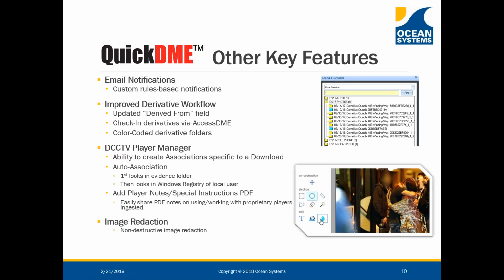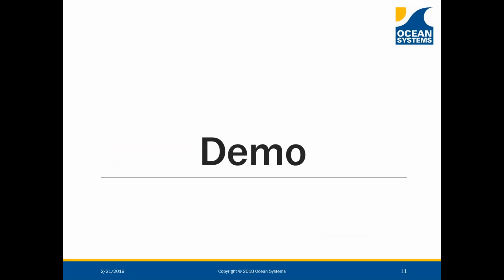And then, of course, we have basic image redaction features, another thing that we're going to be expanding on and improving our redaction capabilities, but you can quickly and easily add text and blur out information and automatically bring that derivative right back in as part of that process. So with all of that said, let's take a quick look at the solution.